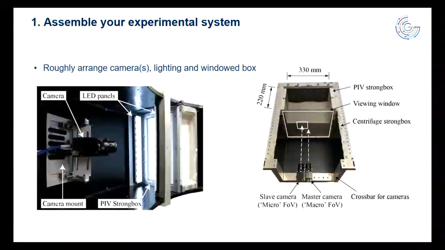So here's an example of assembling your experimental system. On the left-hand side, we've got a drum centrifuge example with a small, compact, strong box. On the right-hand side, a slightly larger setup in a beam centrifuge with our master micro and macro field of view cameras.